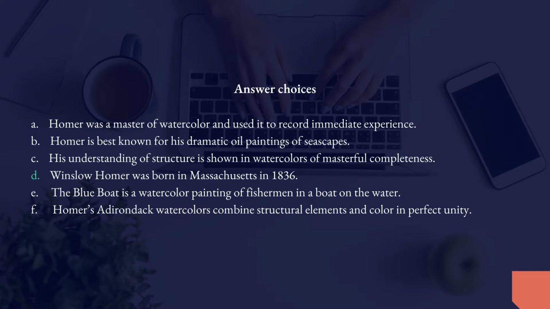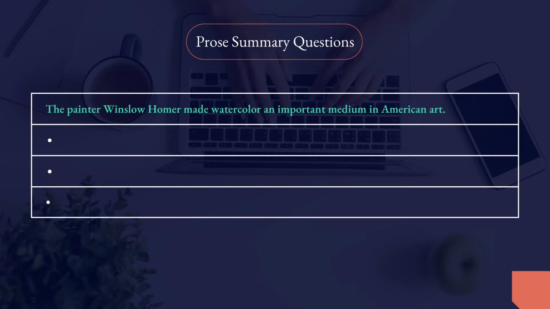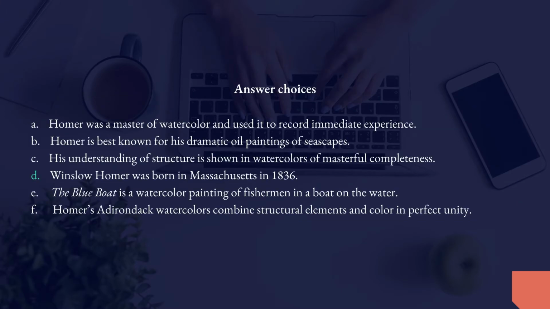How do I know that? You're going to ask, have you read that part? I'm going to say, I don't need to read that. Look at the summary sentence. The summary sentence is not talking about where he was born or when he was born. It's talking about watercolor, it being an important medium in American art, period. So everything should be connected and related to the sentence. So D is not the answer.